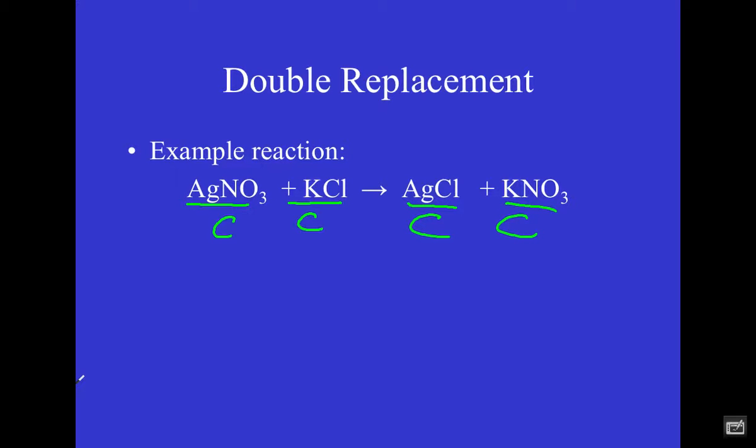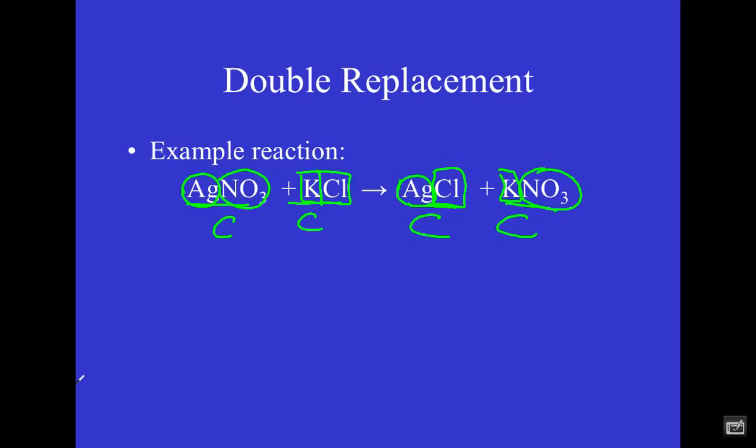But if I just want to make sure, I can actually double check. Here I have Ag partnered up with my NO3. If I look at the other side, my Ag is here, but my NO3 is partnered up instead with the potassium. And on this side, the potassium and the chlorine are paired up. So you can see how they kind of switch partners.